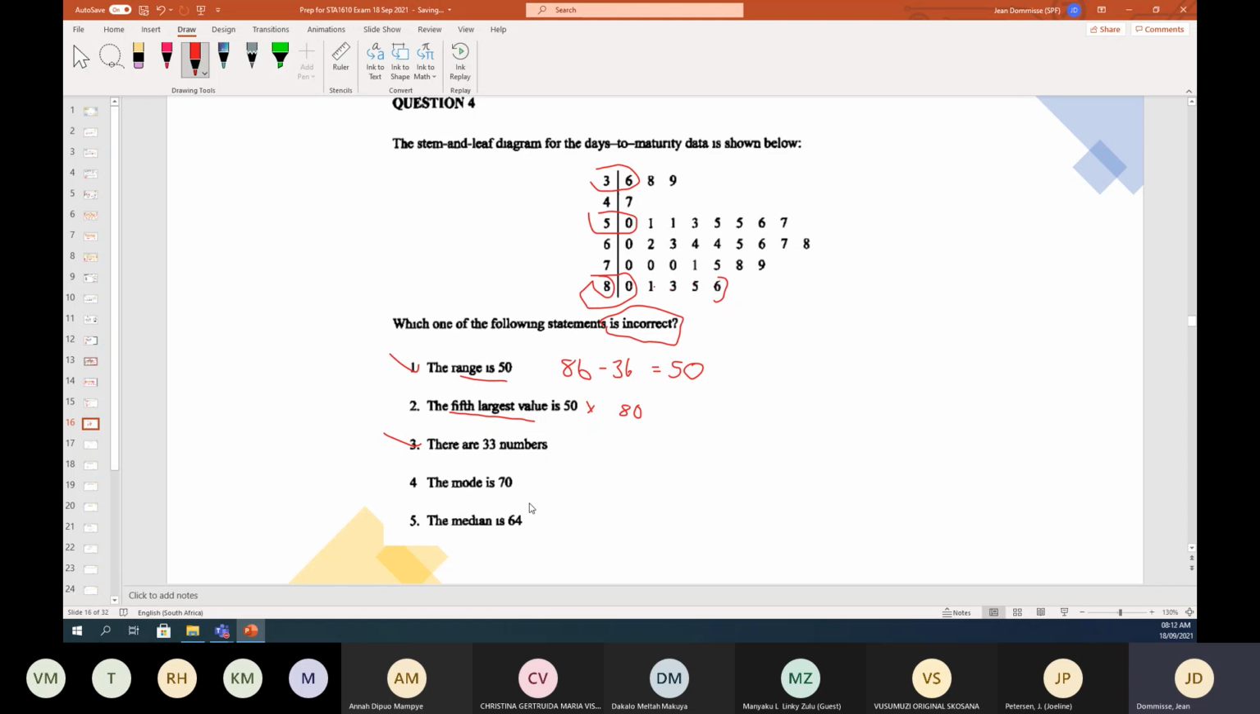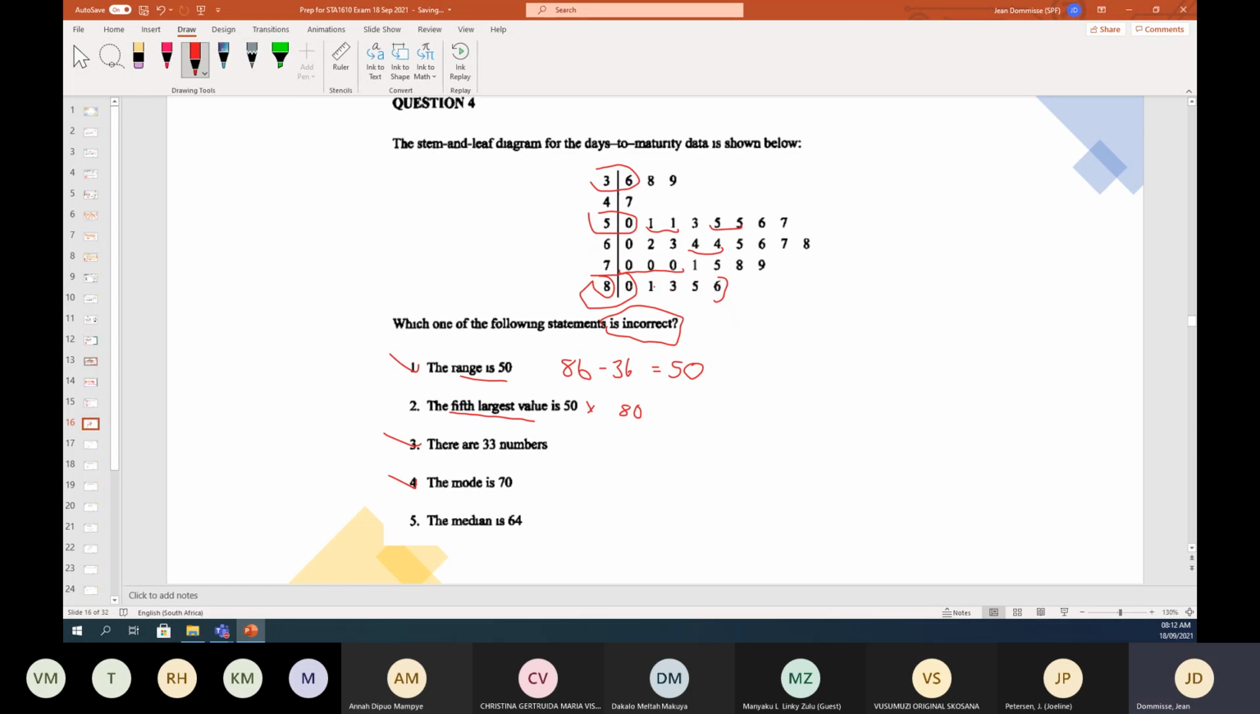The mode is 70. So here we need to check again for 70, but let's look at all of them. Okay, so there's 2 51s, 2 53s, 2 64s, 3 70s. Okay, so the mode is definitely 70.